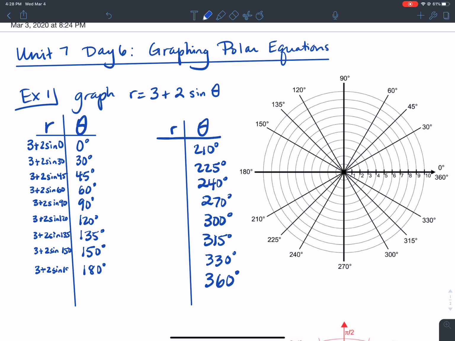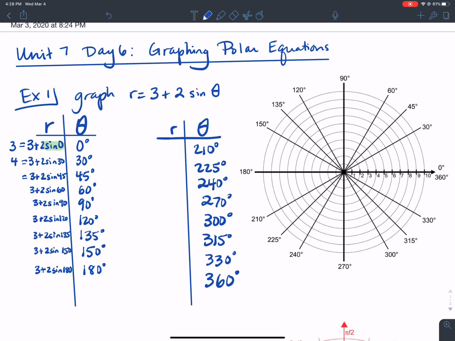Okay, so starting with 3 plus 2 sine 0, you want to ask yourself, what is the sine of 0? Sine of 0 is 0, multiplied by 2, keeps the 0, and then plus 3, we get an r value of 3. 2 sine of 30, sine of 30 is a half, times 2 is 1, 1 plus 3 is 4.